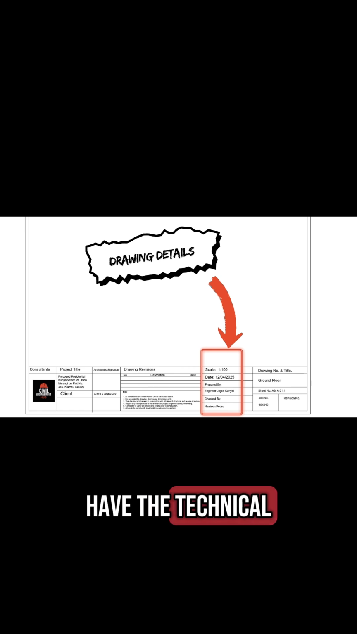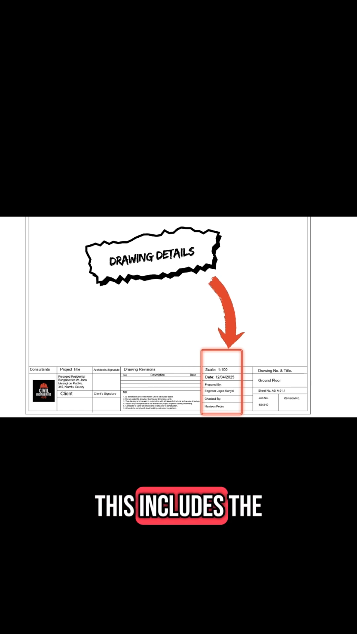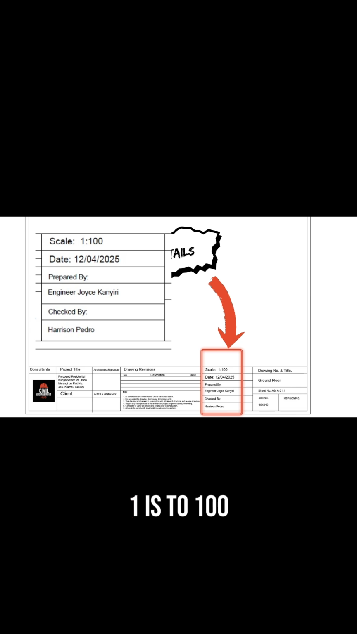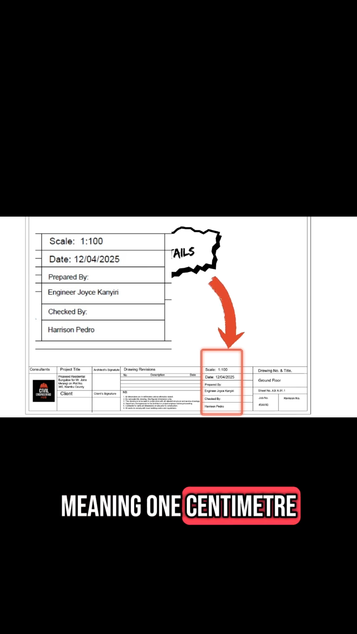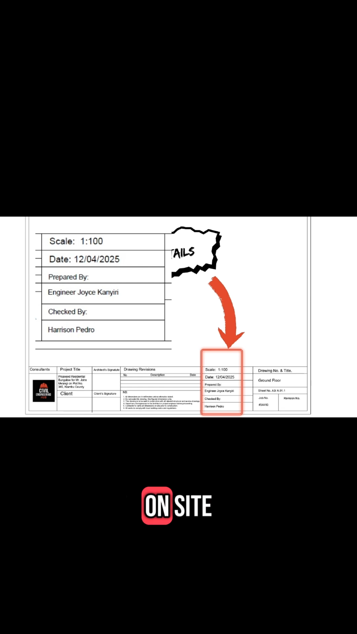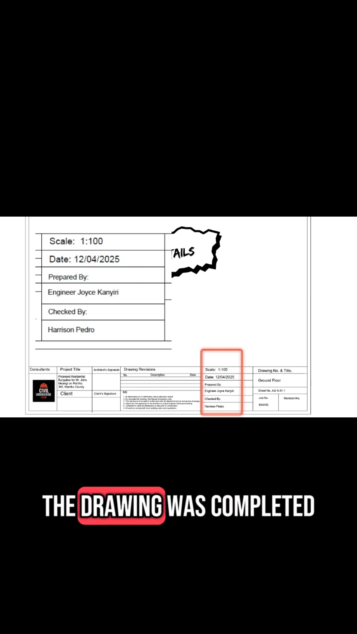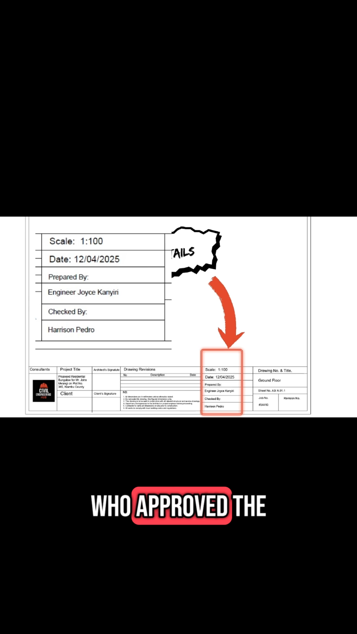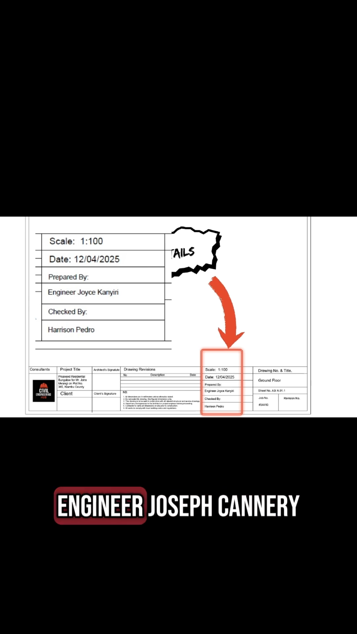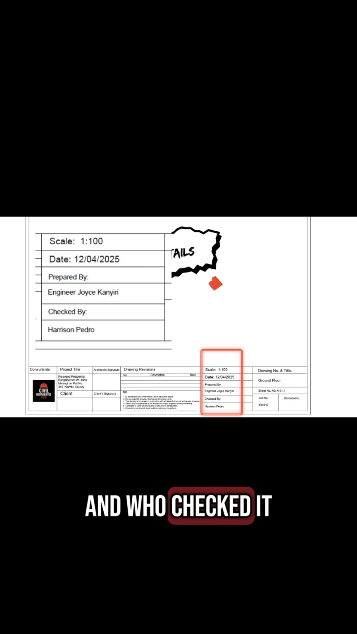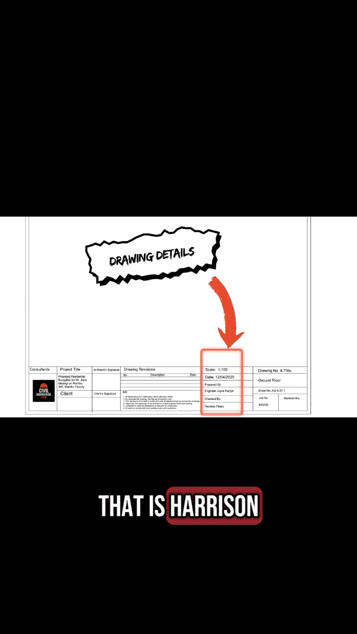Next up, we have the technical drawing details. This includes the scale, which is 1:100, meaning 1 centimeter on paper equals 1 meter on site. The date when the drawing was completed, who approved the drawing, in this case, Engineer Joyce Kanyiri, and who checked it. That is Harrison Pedro.